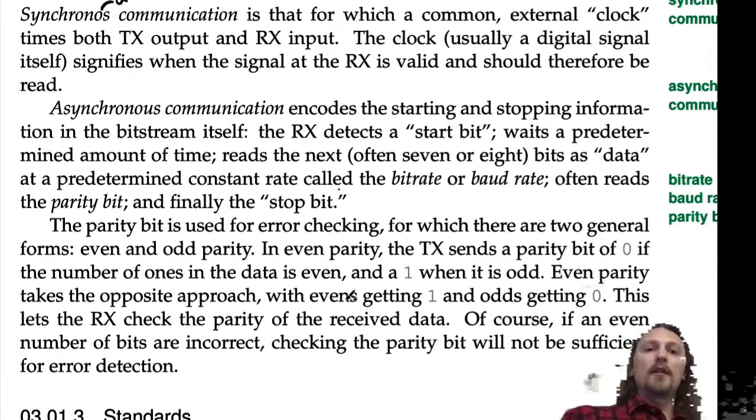and the number of ones is even, then it sends a 0, and 1 when it's odd. Even parity takes the opposite approach.